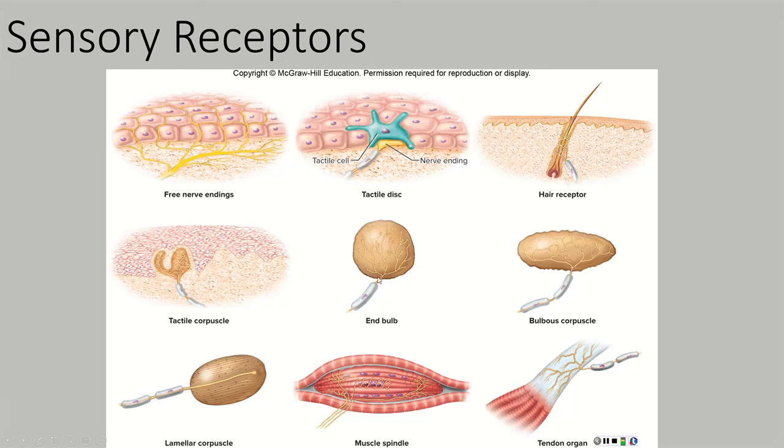Here we have an end bulb. End bulbs are practically the same thing as these tactile corpuscles. End bulbs, though, we find these in mucous membranes.